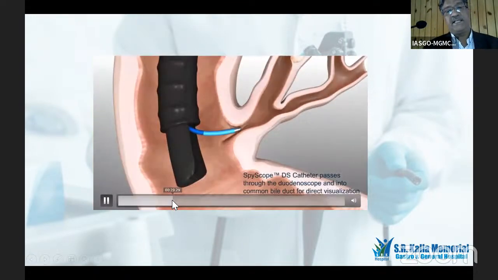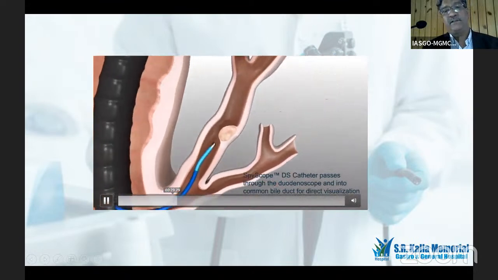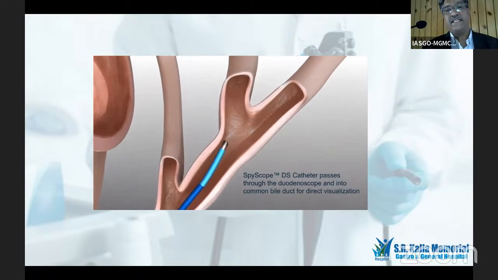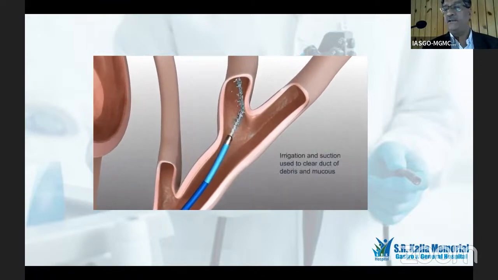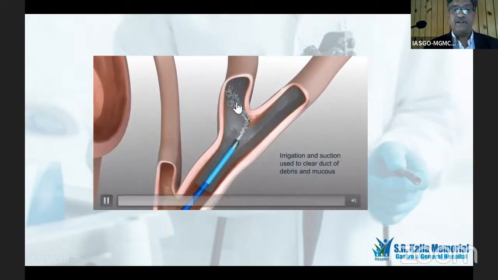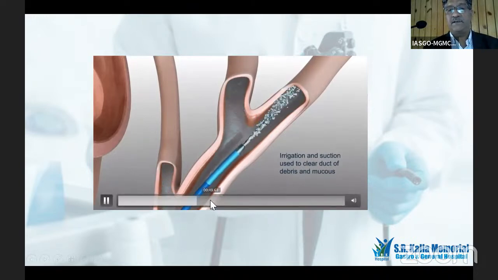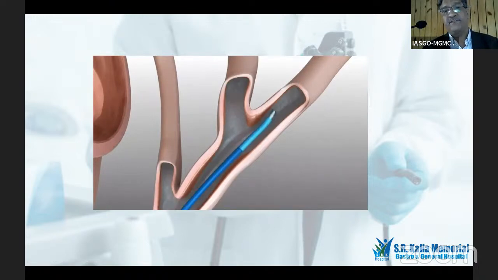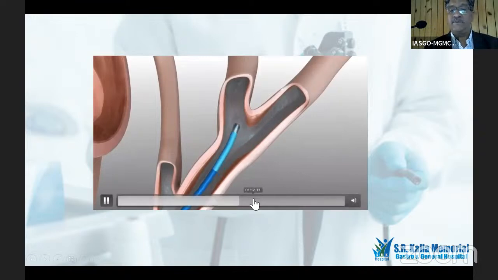It enters inside the ampulla of Vater, goes inside the common bile duct. You have a good image, a nice image, and you have the therapeutic channel also. Through this therapeutic channel, you can do multiple therapeutic procedures like taking biopsies, picking up the stones, bringing them out, taking a laser fiber inside, fragmenting the stones, and clearing the common bile duct.